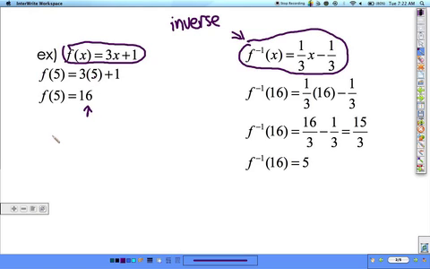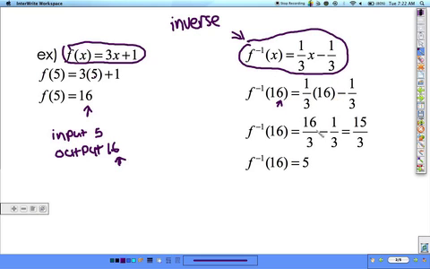So my input here was 5, and my output was 16. So what the inverse does is, if you use the output from the original function as your input on an inverse function, it should give you back the original x value that you started with. So we show that by plugging in 16 to f inverse.